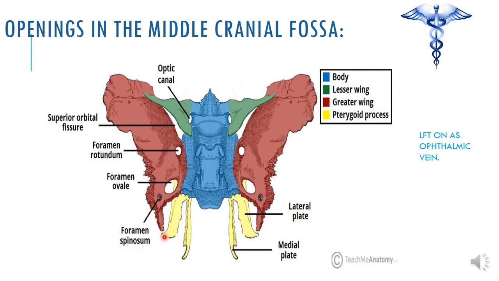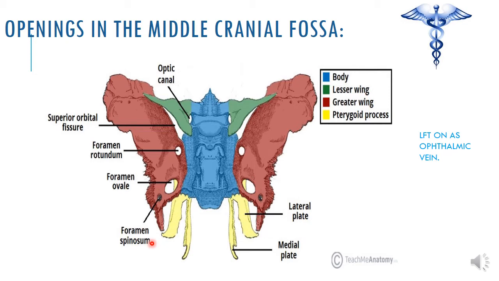Now coming to the next opening, the foramen spinosum. This foramen spinosum also lies posterolateral to the foramen ovale. Now most important, the middle meningeal artery passes through this foramen spinosum, right? Middle meningeal artery. Once again I will repeat, maxillary nerve passes through foramen rotundum, mandibular nerve passes through foramen ovale, and middle meningeal artery passes through this foramen spinosum.